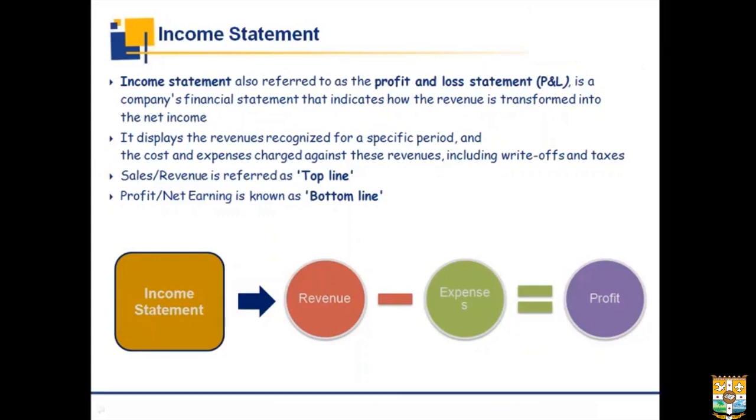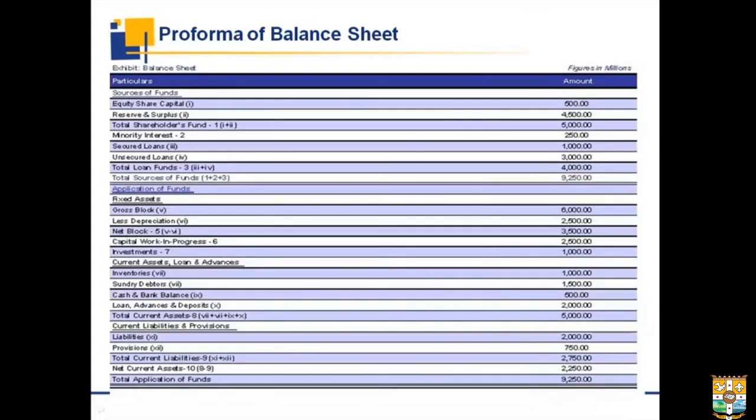So this is nothing but the profit and loss account, which indicates how the revenue is earned, how the expenses are incurred, and after deducting the expenses from the revenue, what is finally flowing into the owner's pockets in the form of profits. Generally, in common parlance, sales or revenue is referred to as the top line, and profit or net earnings is the bottom line. Please mind here that higher revenue may not necessarily lead to higher profit.